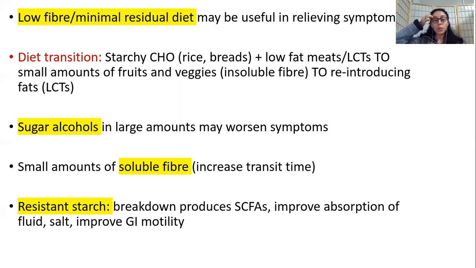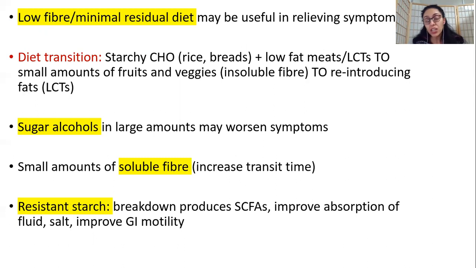which is what you need in diarrhea. But in severe episodes of diarrhea, first avoid all fibers, start with simple starches, then gradually introduce soluble fiber first and insoluble fiber last. That is how the transition works.